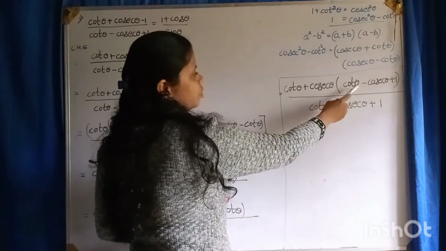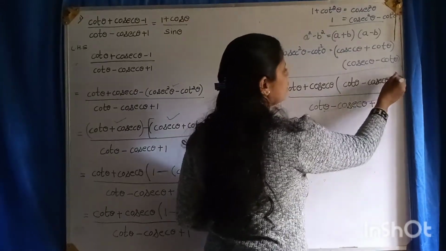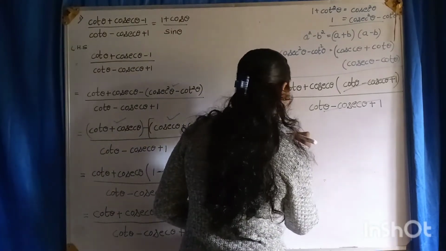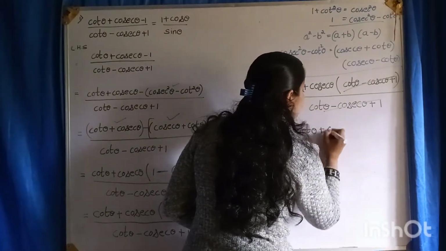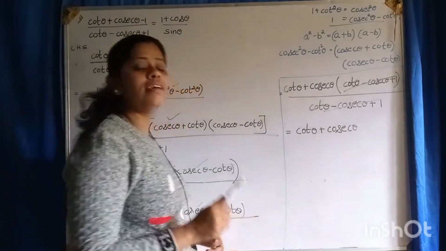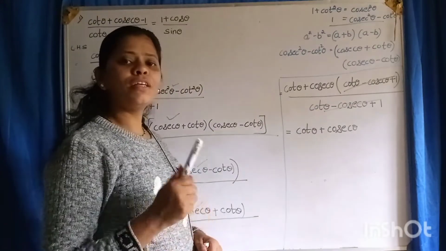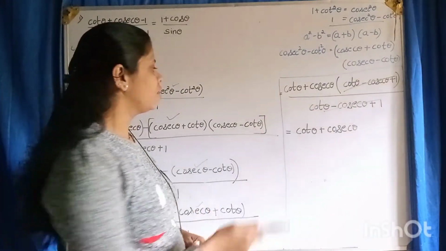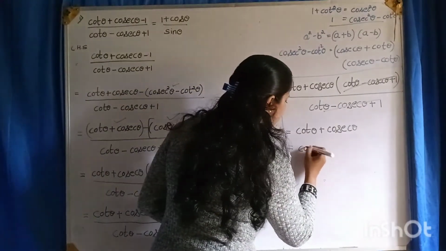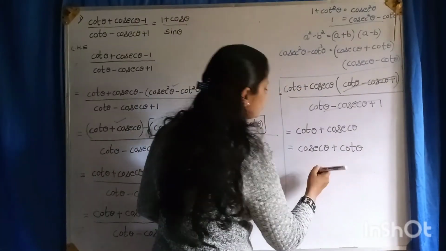This is one extra step. You can write or you can directly cancel here. Now these two will get cancelled. Cancel it. Then what is left? Cot theta plus cosecant theta. I will write it as cosecant theta plus cot theta. Because the value does not change, right? 1 plus 2, 2 plus 1, both are same. Cot theta plus cosecant theta, cosecant theta plus cot theta, both are same. The value does not change. Therefore, I will write it as cosecant theta plus cot theta. Cosecant theta, it is what?